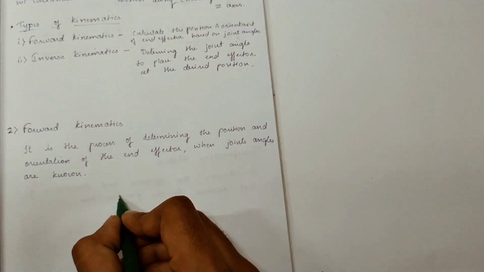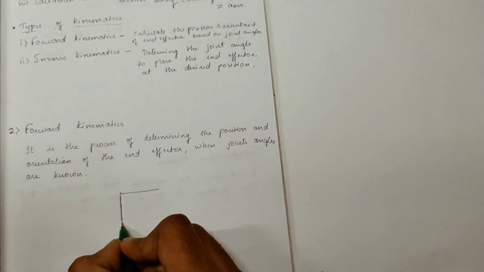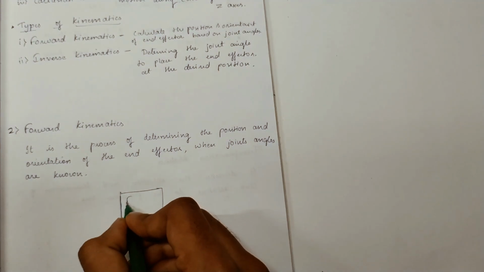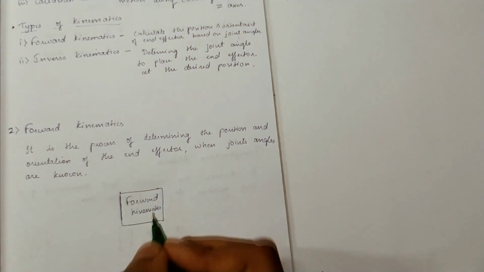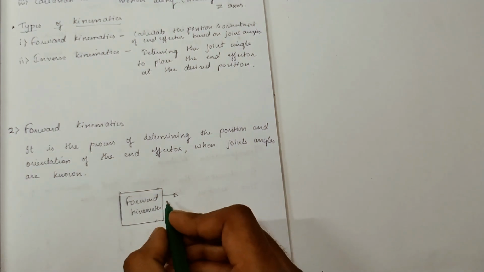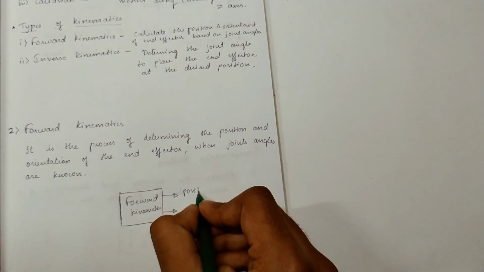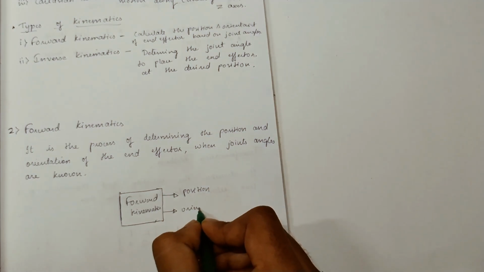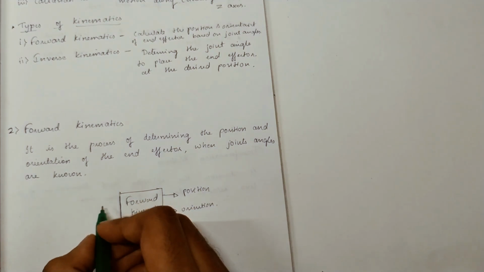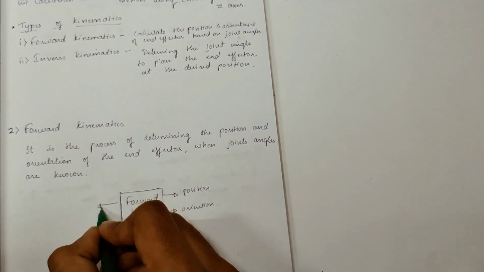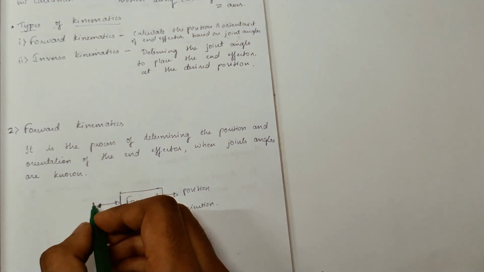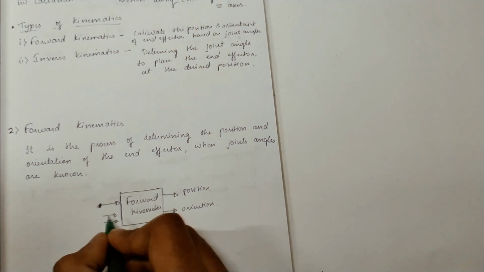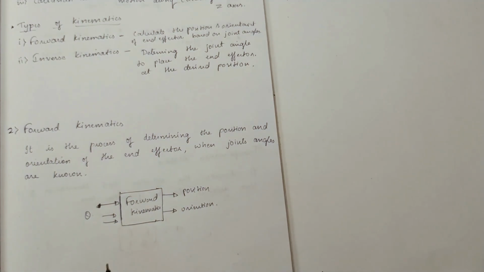For example, forward kinematics is determining the position of the end effector and the orientation in the xyz coordinate when the angles are provided. So this is the simplified block diagram for forward kinematics.